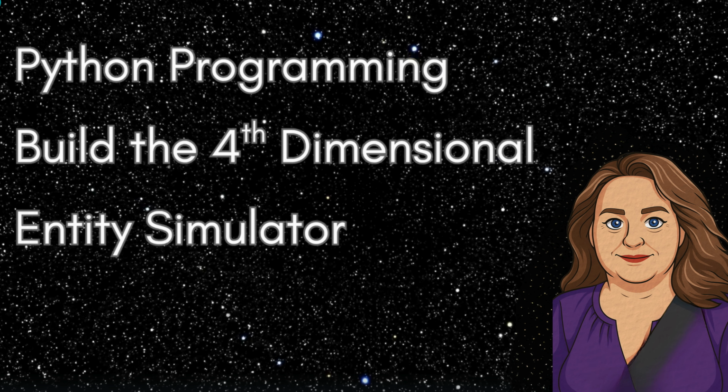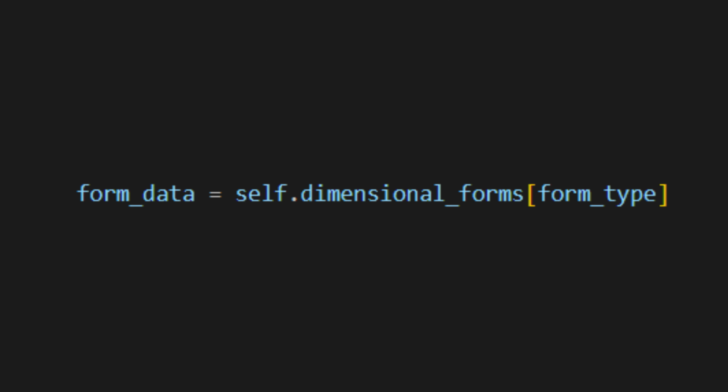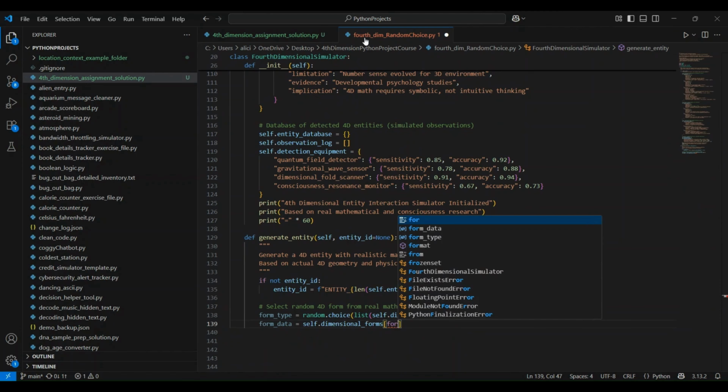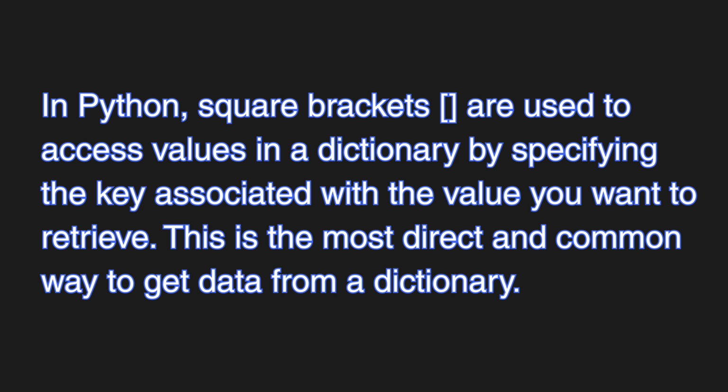So now we move on to our next line of code: form_data, assigning that to self.dimensional_forms with square brackets open, form_type, and then close. This line demonstrates the power of key-based data retrieval. This line is using square bracket notation to access specific values from our dictionary. The brackets, so we're not setting up a list, we're using these brackets now for accessing values in the dictionary.